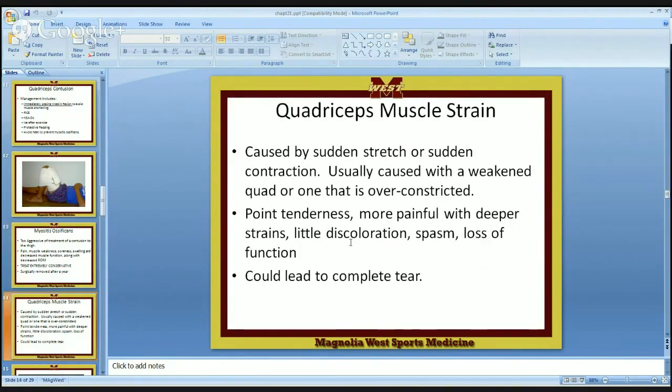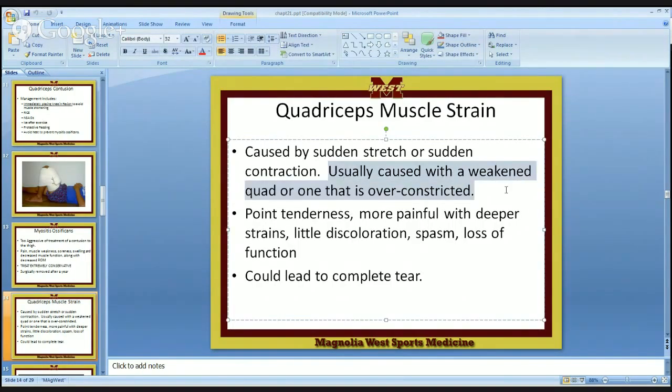Wow. How about page 4, slide 14? Let's go. You got a couple of questions on this one. Quadriceps muscle strains are usually caused by weakened quads. Is that on there? Usually caused by weakened quad, or that one is sudden contraction. Here's your other thing on that: quadriceps strains are more painful with deeper strains. Does that make sense to you? It does to me because it says so right there. You know what I'm saying? Yep.